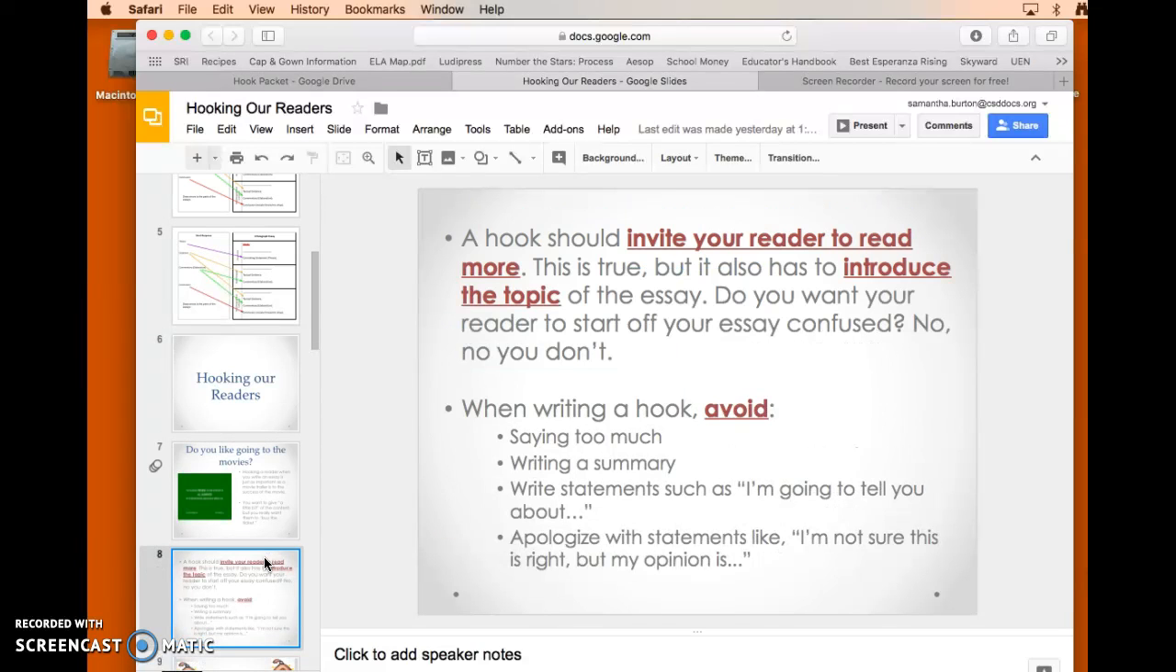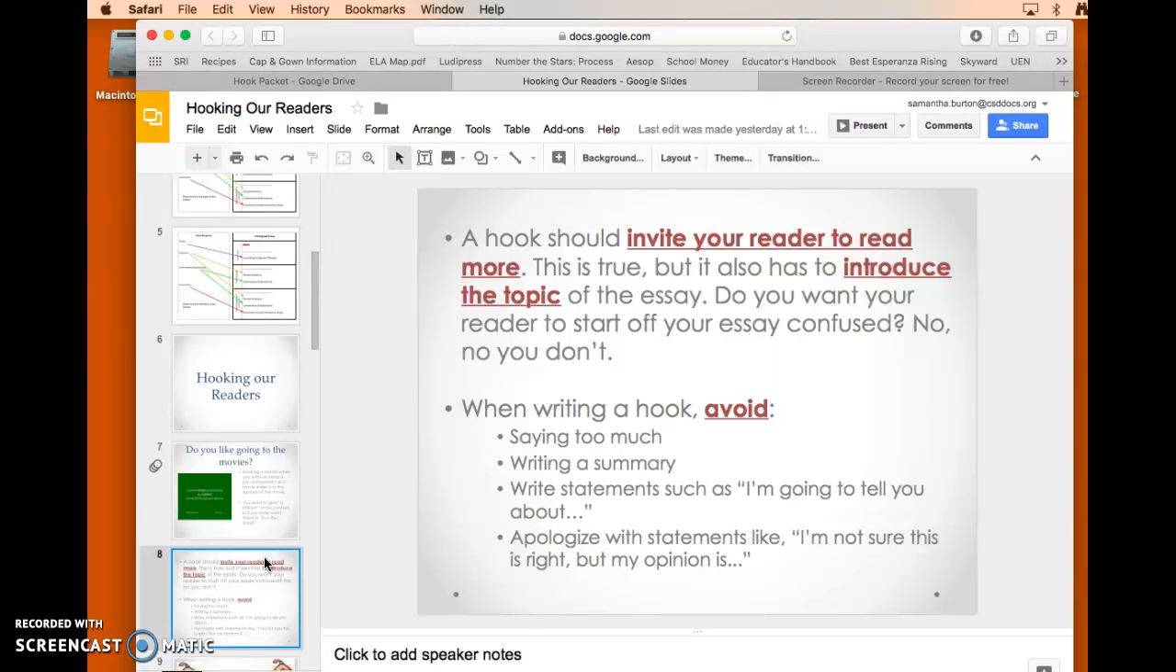So a hook, before we get into that, a hook should invite your reader to read more, just like that movie trailer invites you to go to the theater to watch it. It's going to introduce the topic of your essay.